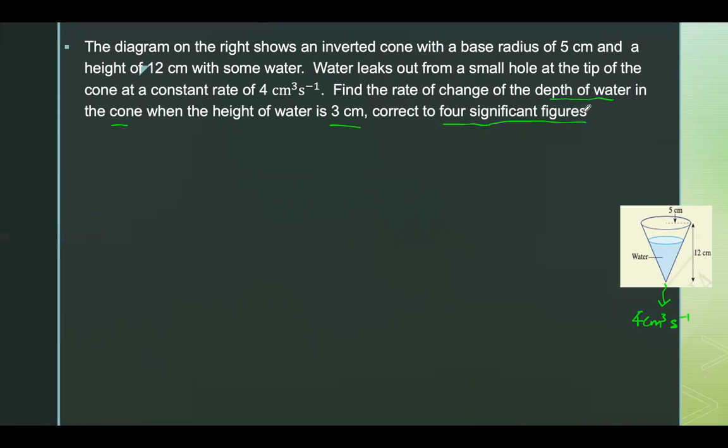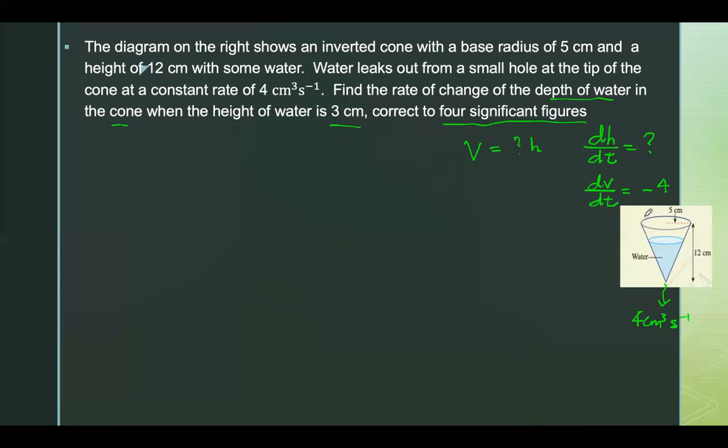Okay, so what we want to find here is the depth. So that means dH dt. What is dH dt? And then we are given dV dt as -4. All right. So therefore, we want to relate V in terms of H. Okay, in terms of H. So we use the formula of cone.